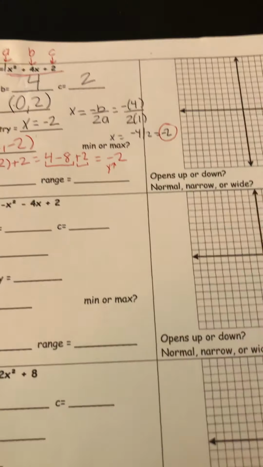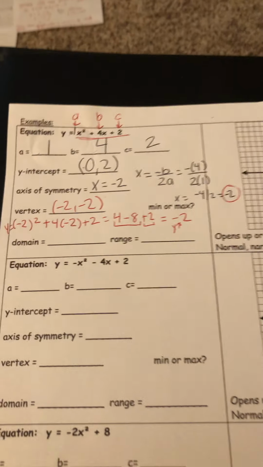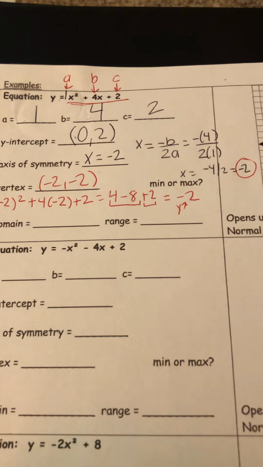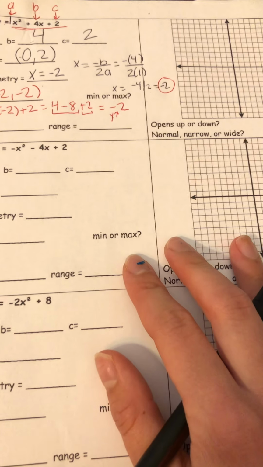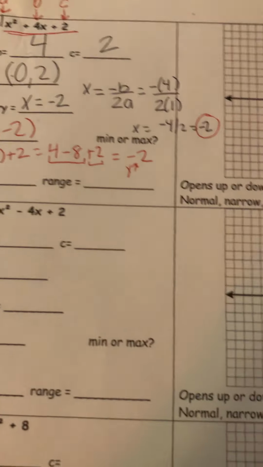Okay, I'm not going to let us know if it's a minimum or maximum yet. Maybe you can figure it out though based on what a is, but we'll get there after we graph it. And I'm going to leave the domain and range alone as well right now. So I'm going to graph my y-intercept, which is at (0, 2).